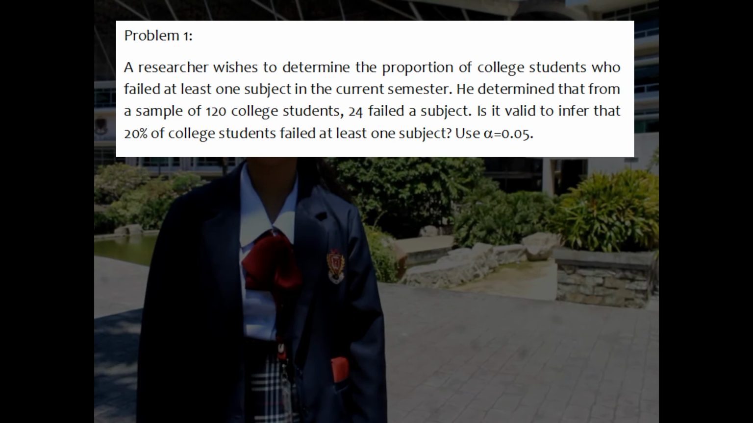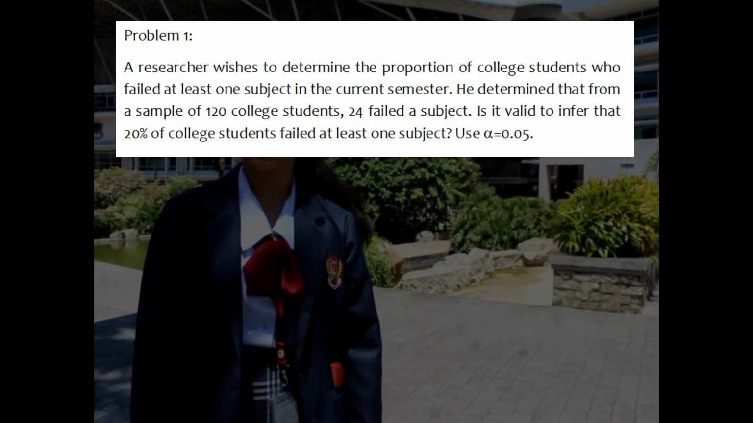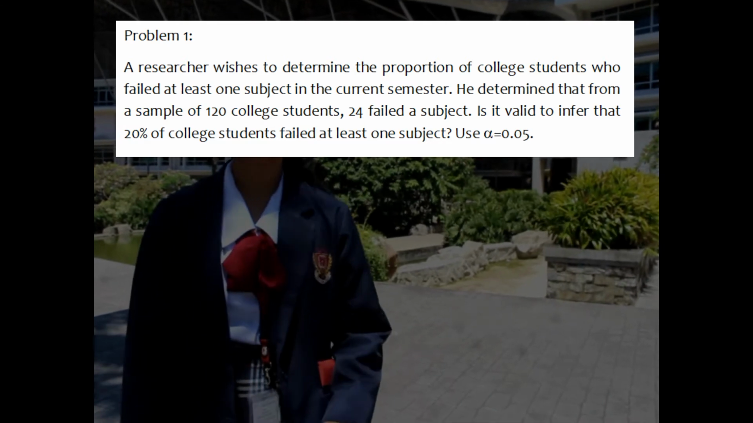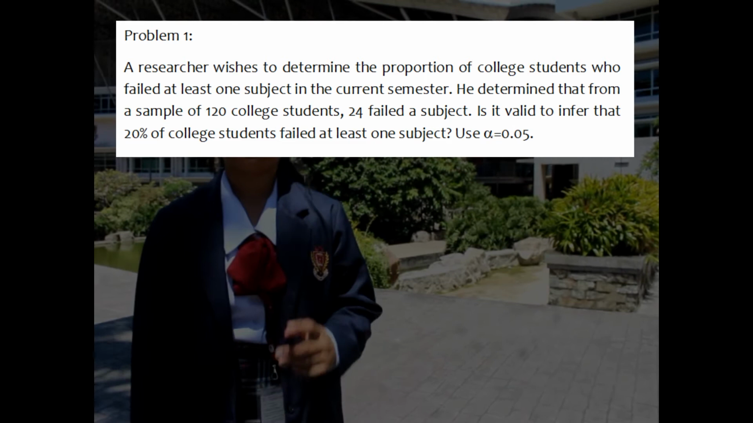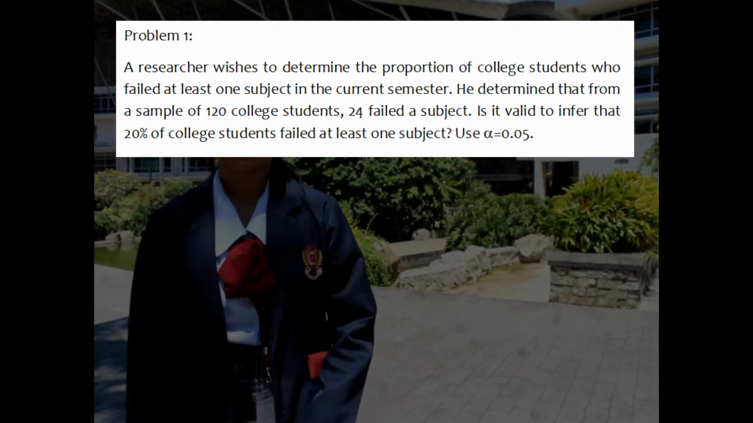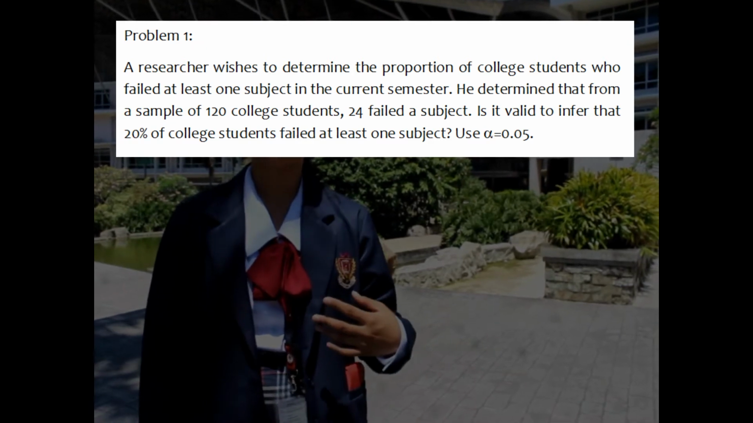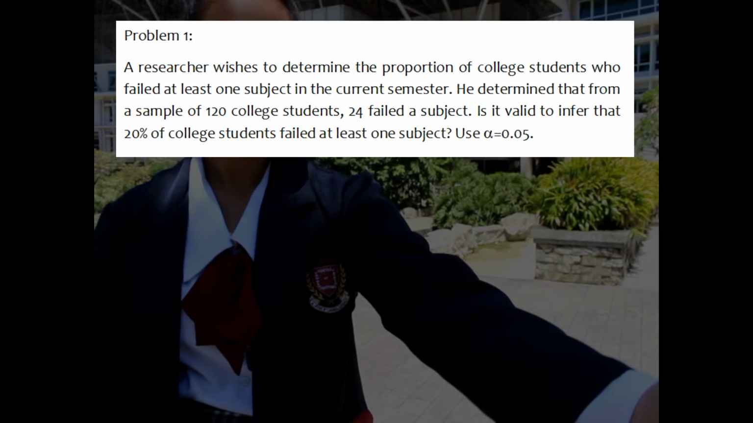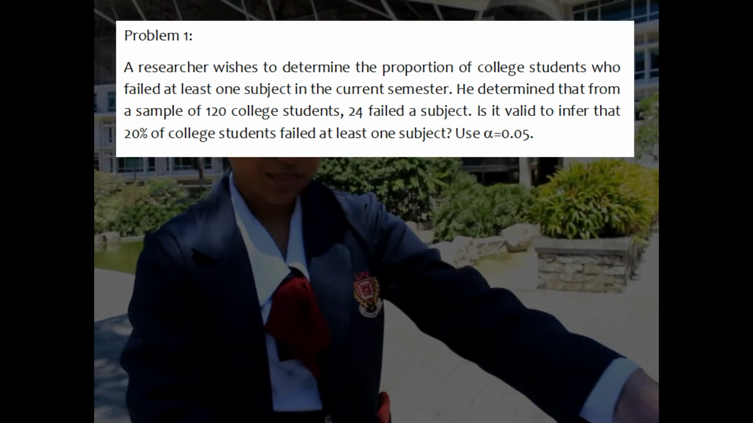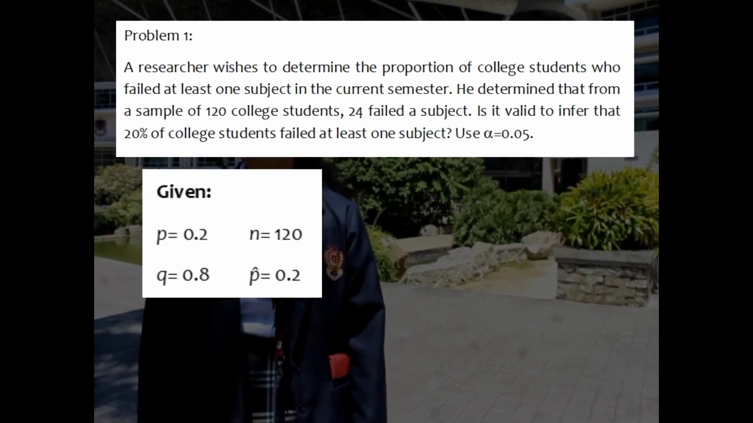A researcher wishes to determine the proportion of college students who failed at least one subject in the current semester. He determined that from a sample of 120 college students, 24 failed a subject. Is it valid to infer that 20% of college students failed at least one subject? Use level of significance 0.05.